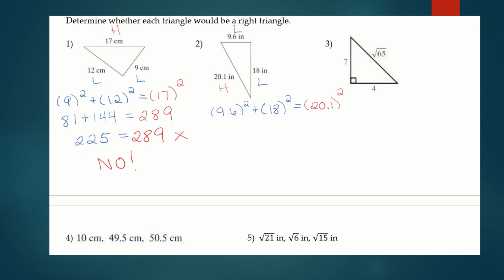All right, let's see if these sides match. Let's see if the left side matches the right side. So my left side, which is my blue side, if I simplify that, 9.6 squared is 92.16.